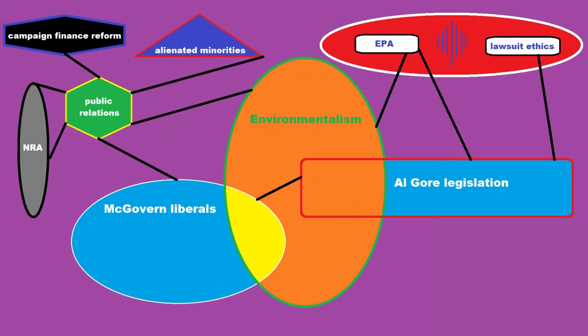Now, I have here nothing that I haven't said before on my website, which I have laid out. This is where icons in a 3D environment would be depicted, but the information is depicted with a common denominator, or a primary denominator, being the theme of the concept. You learn about public relations or campaign finance reform being an issue, or concepts such as alienated minorities, a specific group, the NRA, the EPA, legislation from one politician, Al Gore legislation, environmentalism, McGovern liberals, he was a Democrat in the 70s, I think, and lawsuit ethics.